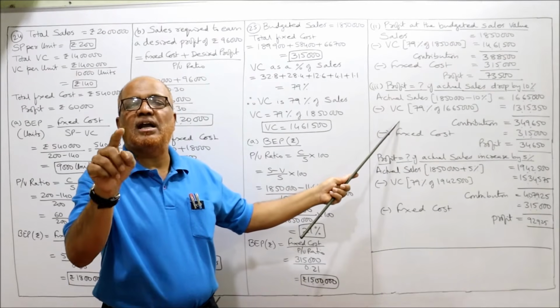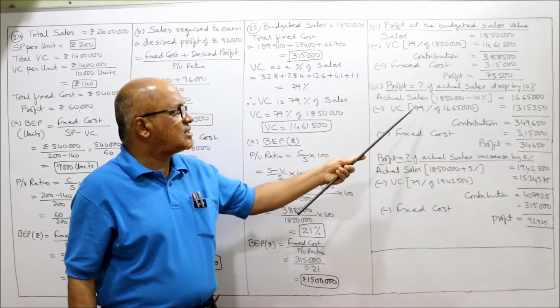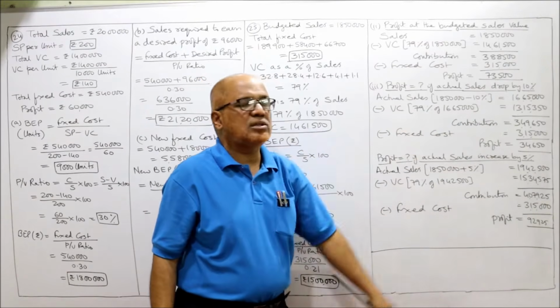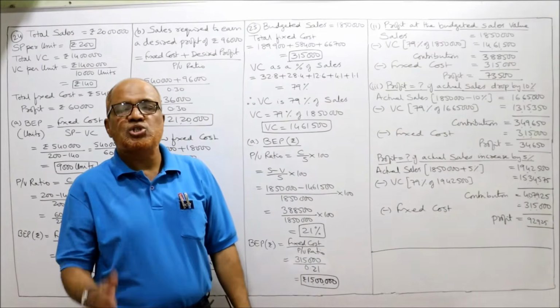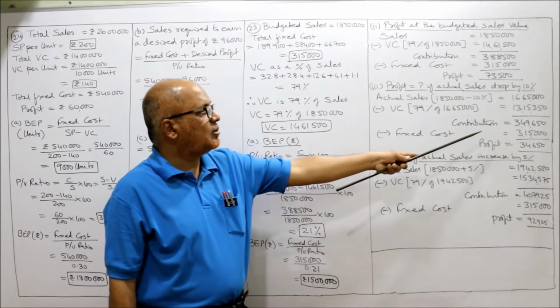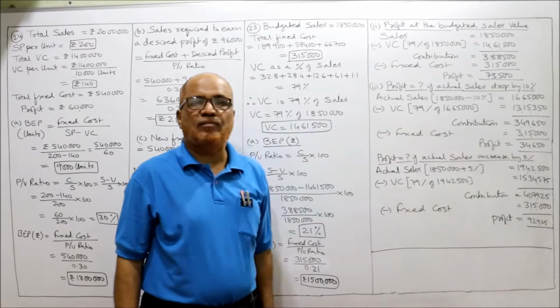Variable cost is 79% of sales. So 79% of 16,65,000, 13,15,350. This is the variable cost. Sales minus variable cost, you will get the contribution. The contribution we got 3,49,650.